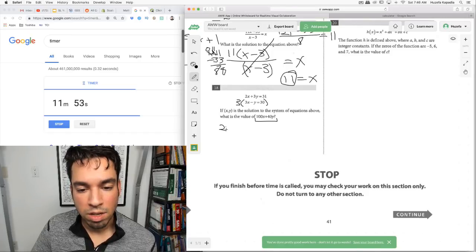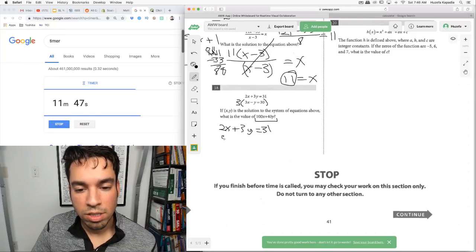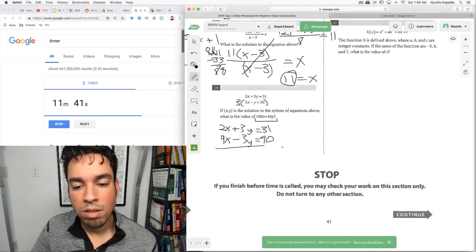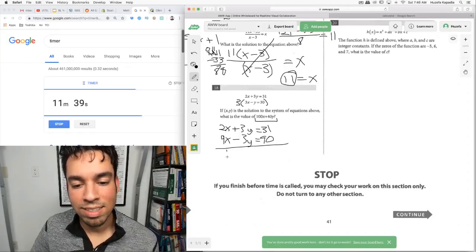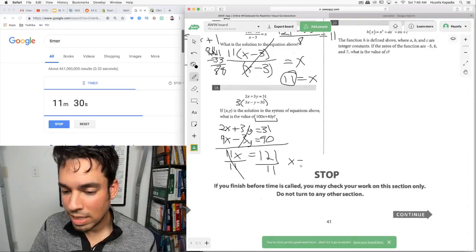Well, watch what happens. 2x plus 3y. Again, elimination is where we try and knock out one of the variables so we just have a single variable equation. Minus 3y equals 90. Okay, let's add them together. 9x plus 2x is 11x. These guys cancel out. This equals 121. Divide both sides by 11. And that's nice numbers. X equals 11.